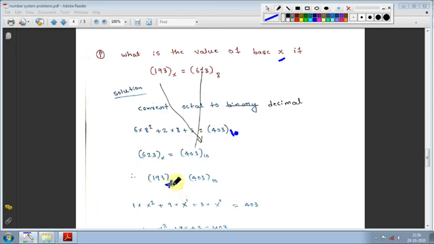So what can I do now? Just apply the same thing: 1 into x to the power 2, because x to the power 0, x to the power 1, x to the power 2. So that's the formula. Then 9 into x to the power 1 plus 3 into x to the power 0, which will be equal to 403.